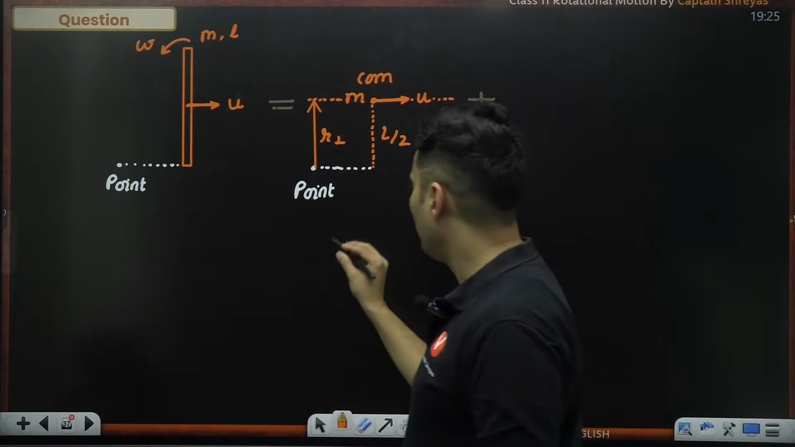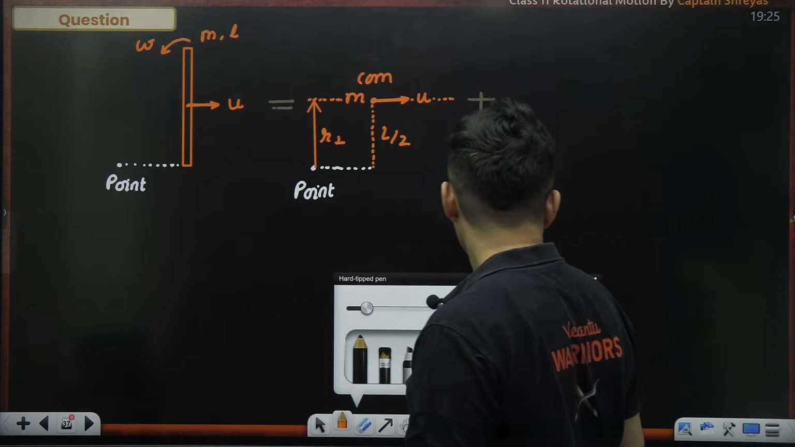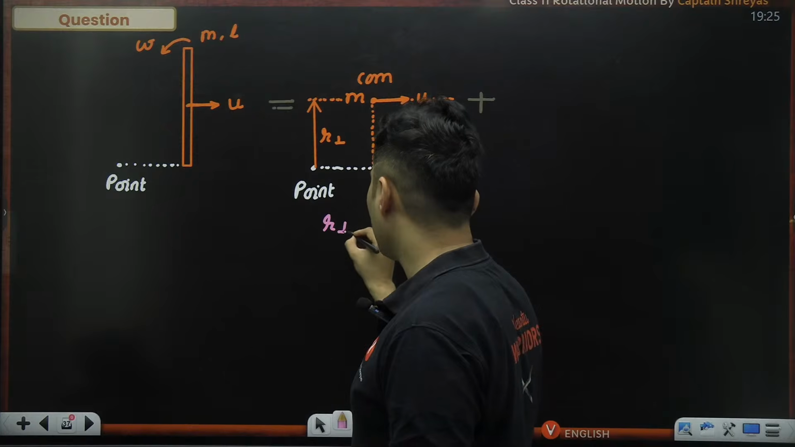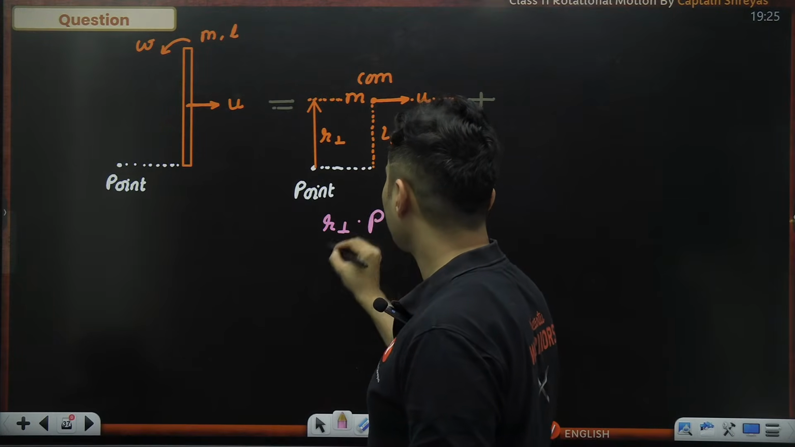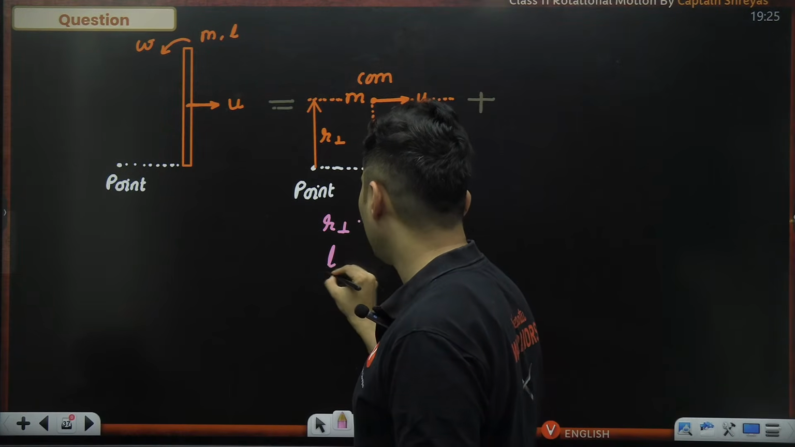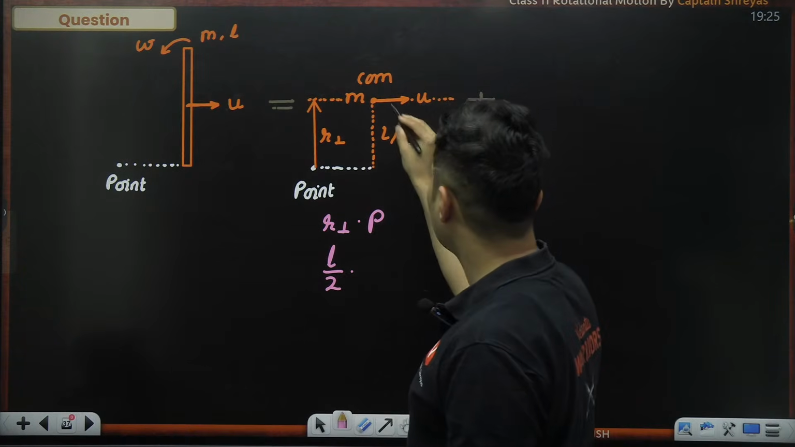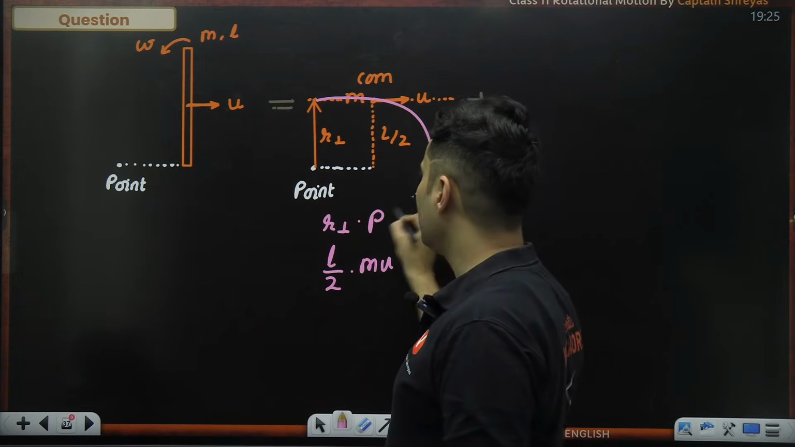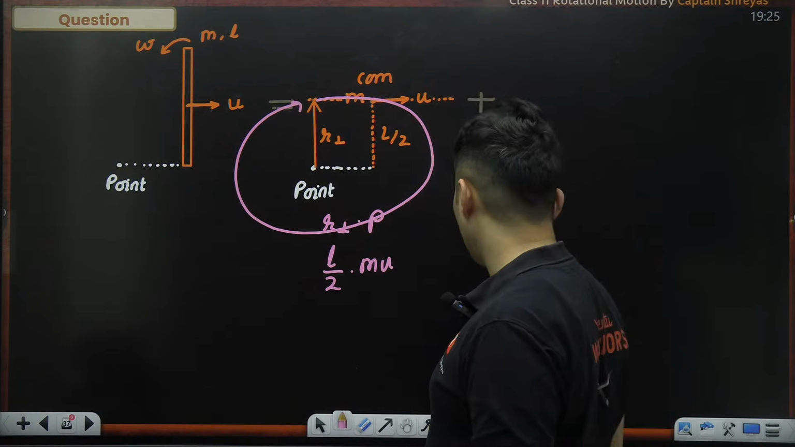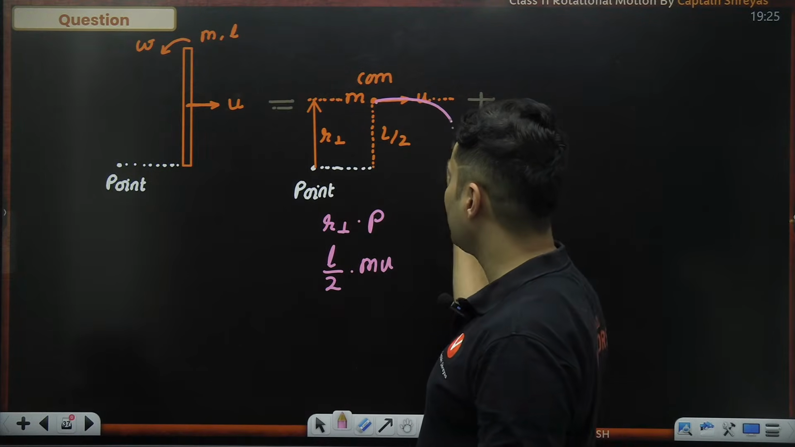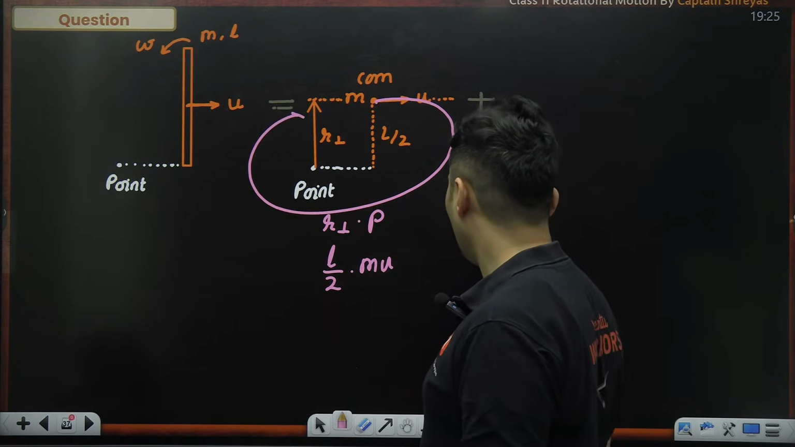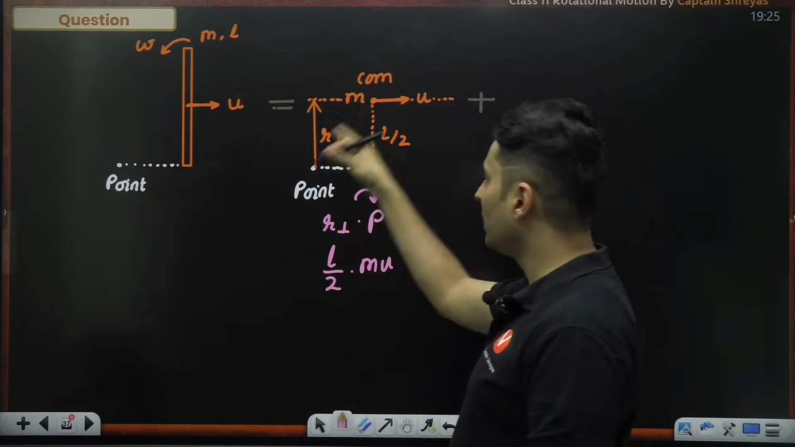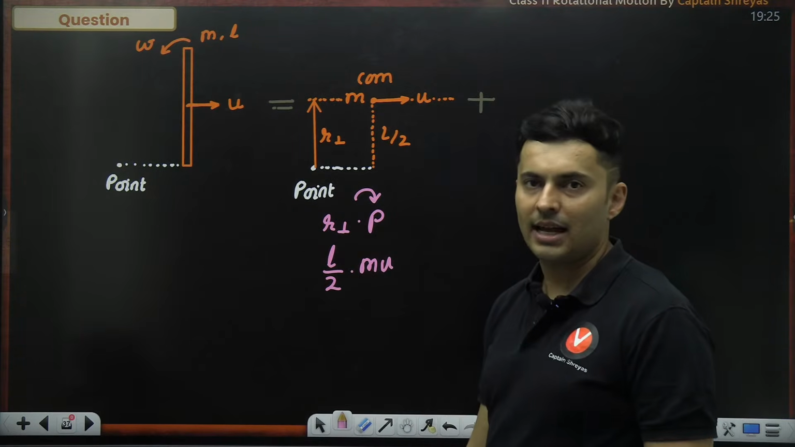So the angular momentum of that particular point mass, if you use R perpendicular into momentum, R perpendicular will be L by 2. Momentum, how much will it be? M into U. And which direction is it going? It is going clockwise about this point. The velocity is like this, the point is here, so it is going in the clockwise direction, if you take the point mass as it is.